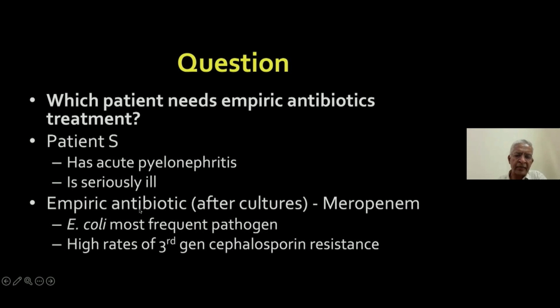Which antibiotic therapy will you start empirically after getting blood and urine cultures? If you're in India, this will be meropenem. Why? Because as I mentioned, E. coli is the most frequent pathogen which is likely to be present. And we know that very high rates of third generation cephalosporin resistance are prevalent in India.